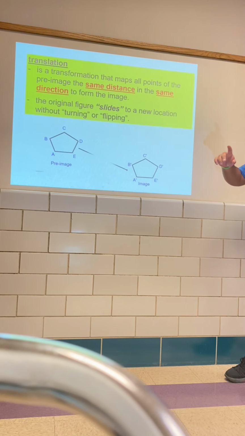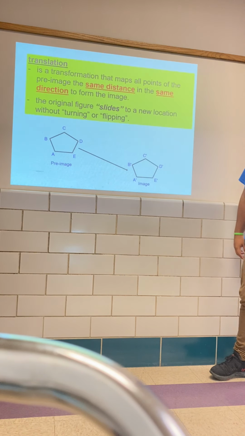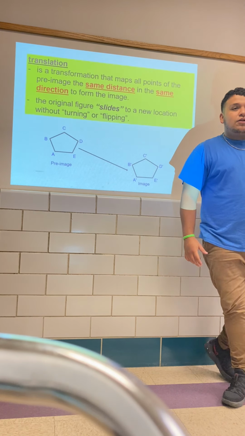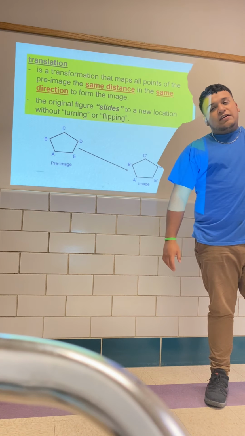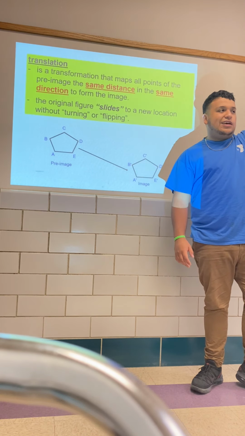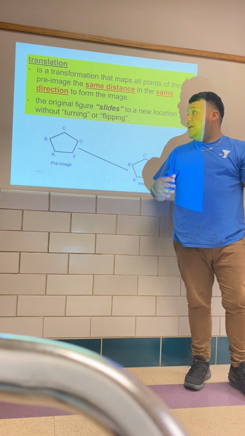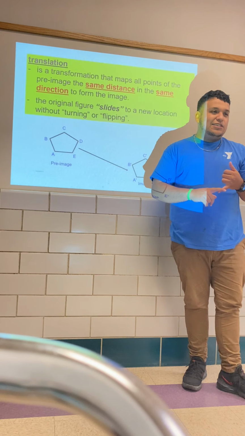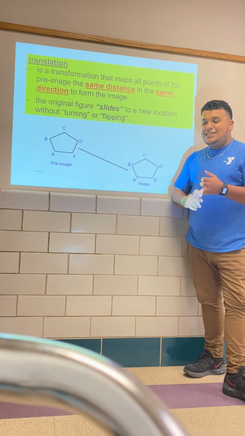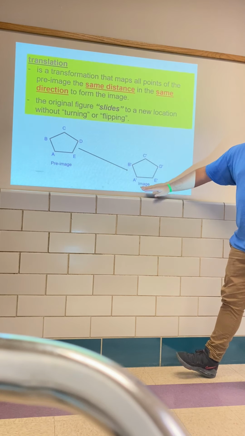So remember to put these in your notes. A translation is a transformation that maps all points of the pre-image the same distance in the same direction to form the image. Okay, so like I said, we have point A. Let's say that figure is A, B, C, and D. It's a square, so we have 4 sides. So we're going to slide it down, right? And that's all we're doing. We're not changing the shape. We're not making it bigger. We're simply translating it, so that it goes from pre-image down to the image, okay?